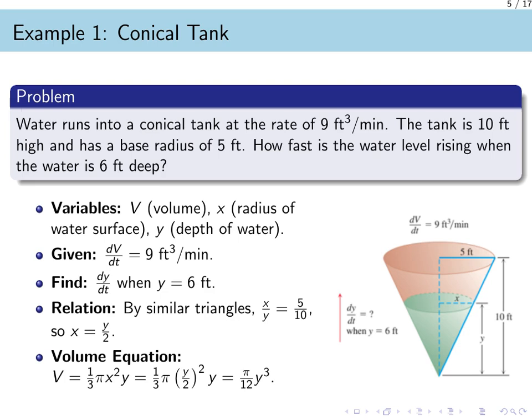Using similar triangles based on the tank's fixed dimensions, we see the ratio of the radius x to the depth y is always 5/10, meaning x is always y/2. By substituting this into the volume formula, we get a much simpler equation relating only volume and depth. V equals pi/12 times y cubed. Now we have a direct relationship between the two quantities whose rates we need to connect.